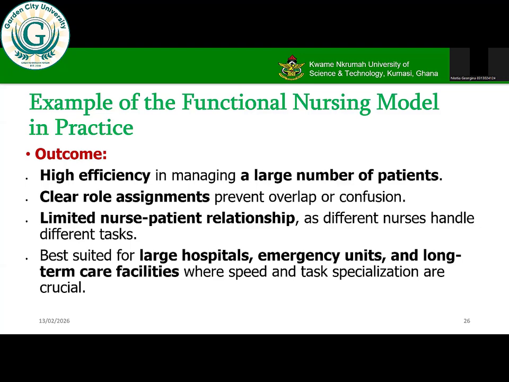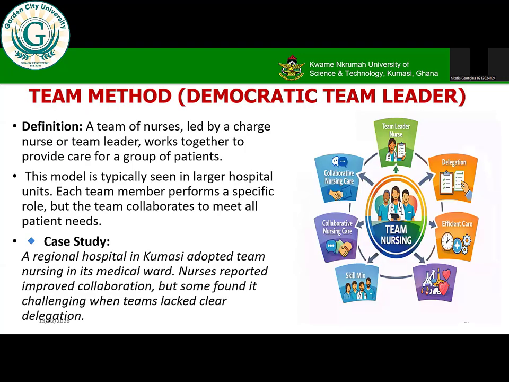With the team method, that is for a democratic team leader. So we have a team leader here. We are a team of nurses or staff coming together to provide care for a group of patients. A team of nurses led by a charge nurse or a team leader is called team nursing. They work together. This model is typically seen in larger hospital units, and each team member performs a specific role, but the team collaborates to meet all patient needs. So that is team nursing.